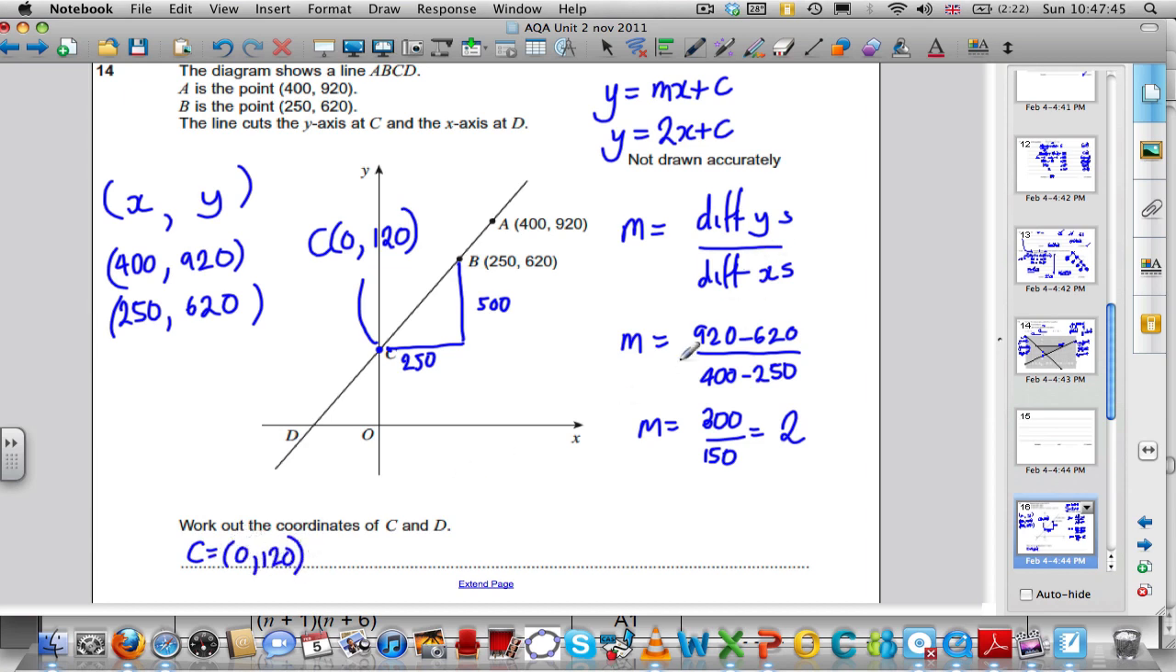So I know C now. In my equation of the line, I could say therefore that y is equal to 2x plus 120. Now to get this coordinate here, that is when y is 0, because on the line y has suddenly reached 0. So I'm solving 0 is 2x plus 120. Subtract 120 from both sides and divide by 2, I would get x is equal to minus 60. So the coordinates of D are minus 60 and y is 0.